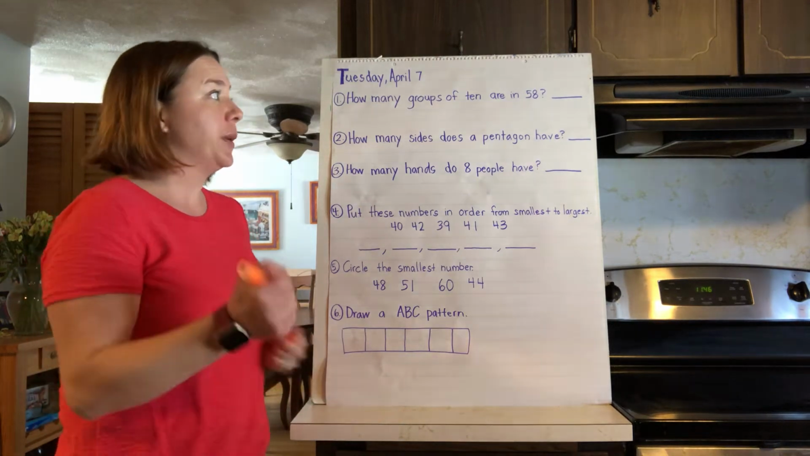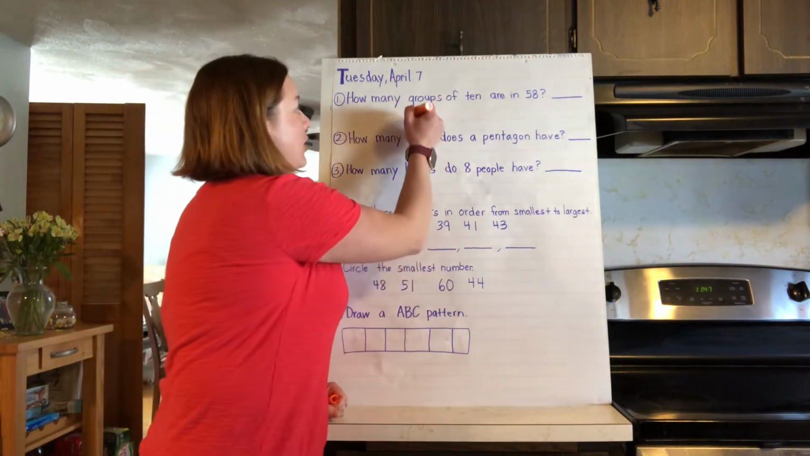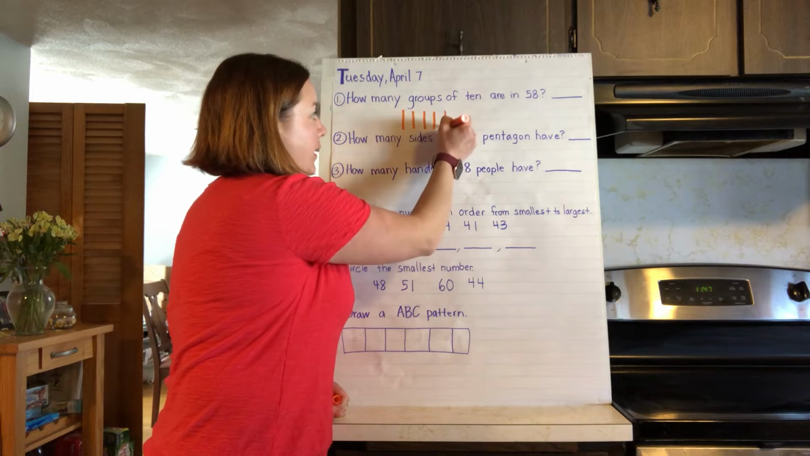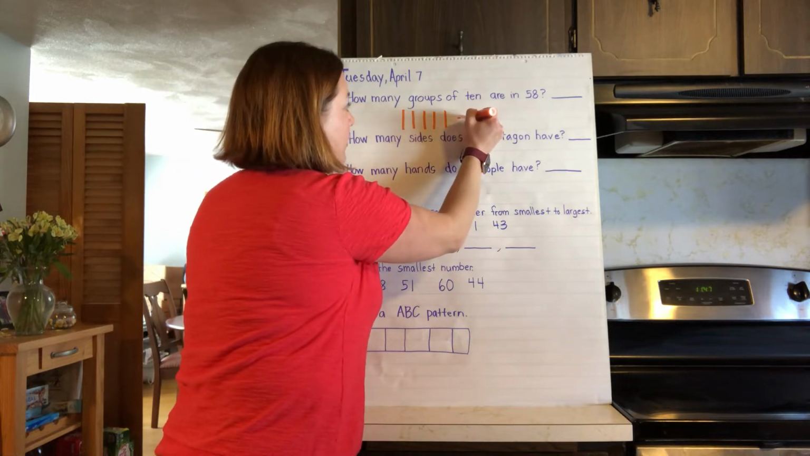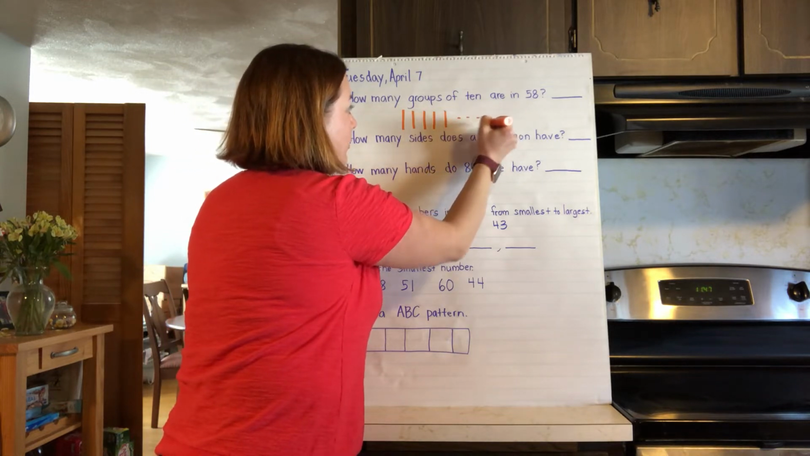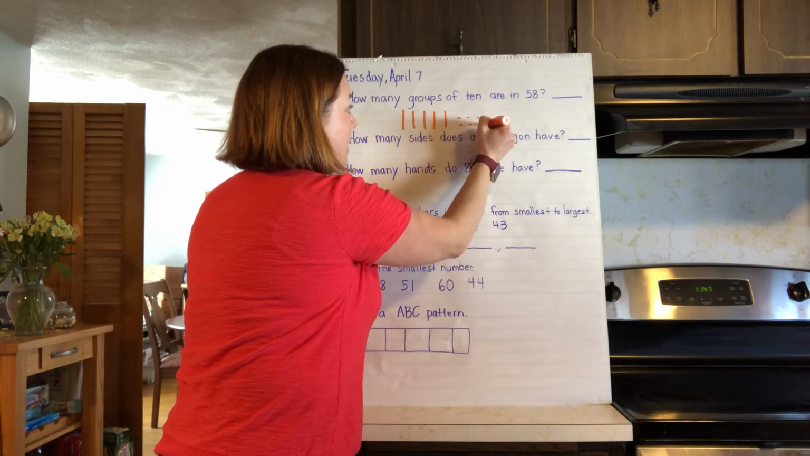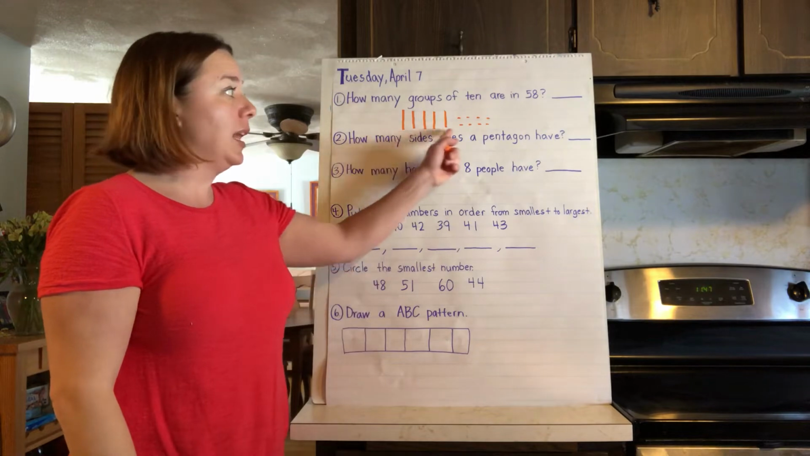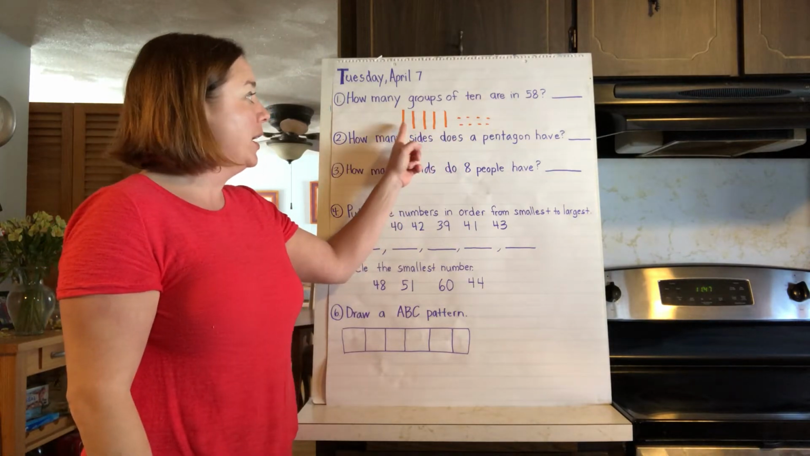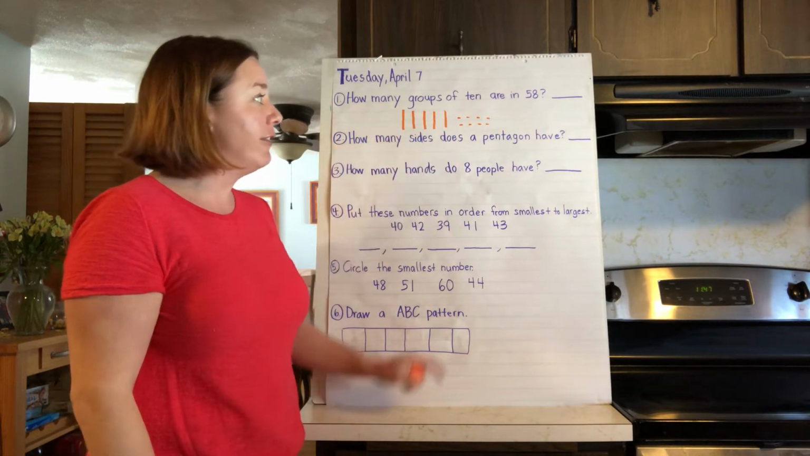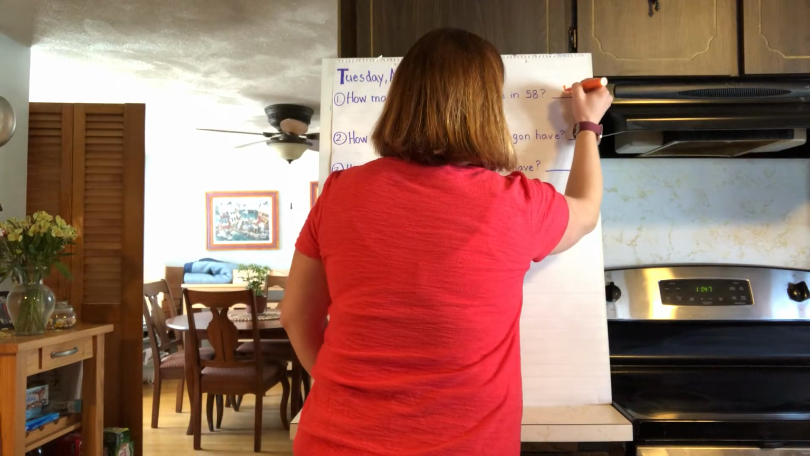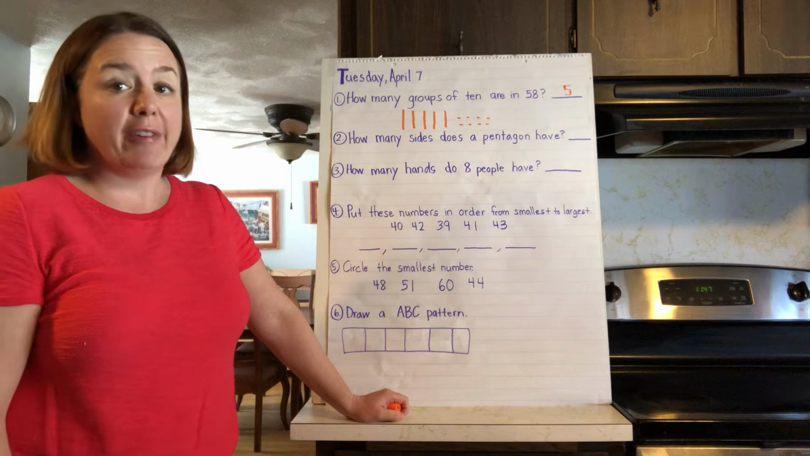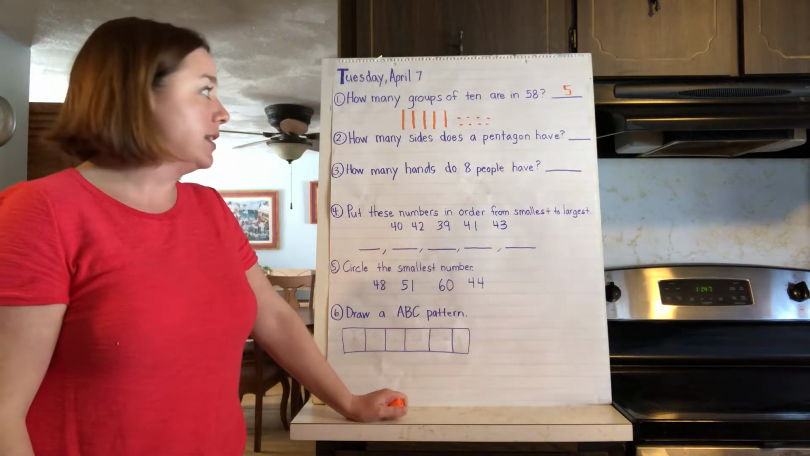Okay, let's take a look at those pictures. Your picture for 58 should look like this. 10, 20, 30, 40, 50, 51, 52, 53, 54, 55, 56, 57, 58. So the 10s are these big long lines when I was counting by 10s. There are 1, 2, 3, 4, 5 groups of 10. The answer to number 1 was 5. 5 groups of 10 in the number 58.